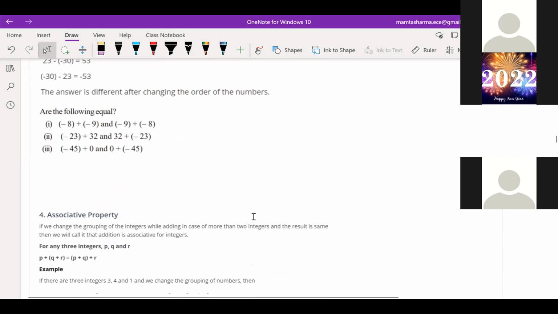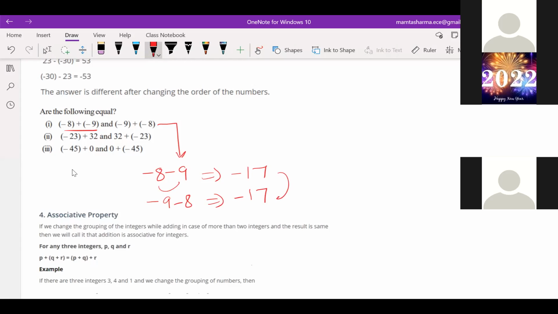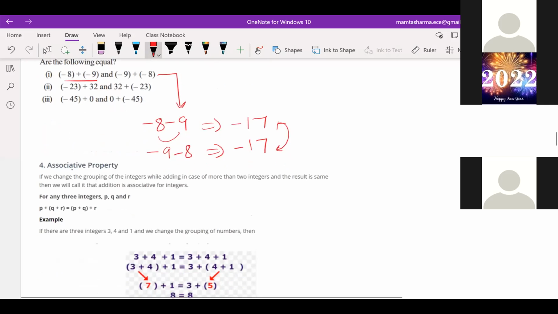So here we can see whether it is following this property or not. Ma'am, minus 8 plus minus 9 is equal to minus 9 plus minus 8. We will check it. Minus 8 plus minus 9 is minus 17. Now we are exchanging their places: minus 9 plus minus 8 is minus 17. The result is still the same, so we can say this follows the commutative property.